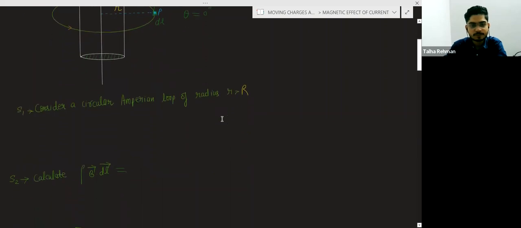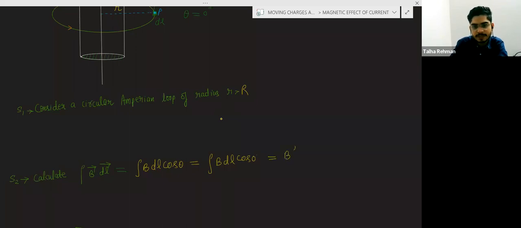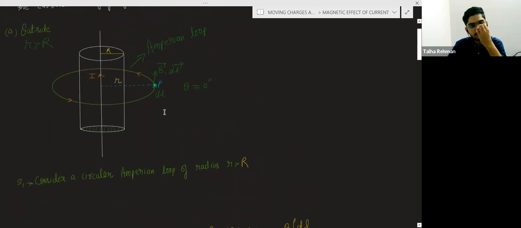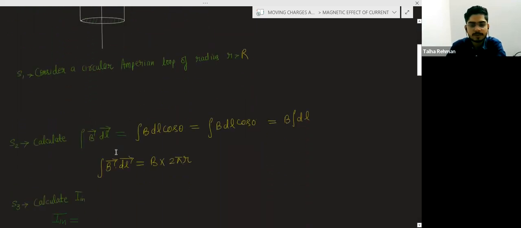Now open this B dot dl. This will become B into dl into cos theta. So finally you have B into dl cos 0. Cos 0 is 1, and you will take B out of the integration, and this is dl. So finally you will have the line integral of the magnetic field equal to B into 2 pi r. This dl will be the length of this loop, that is 2 pi into small r. So this is your equation number 1.